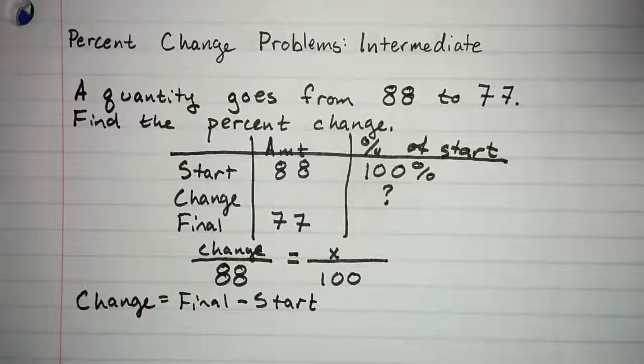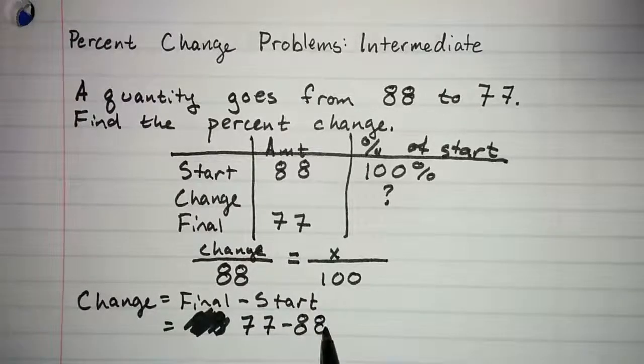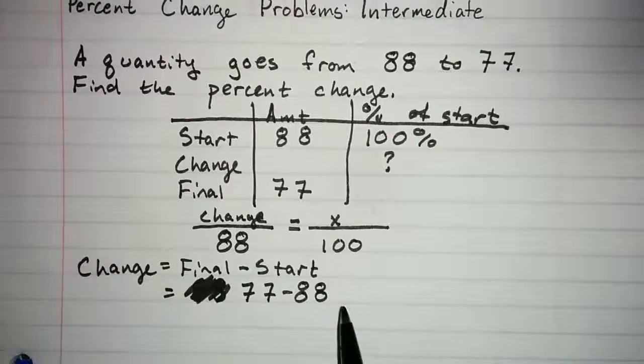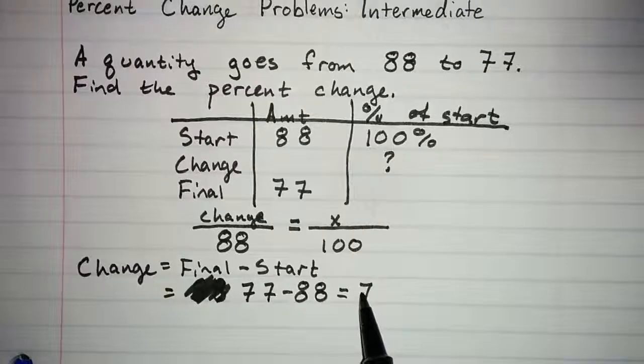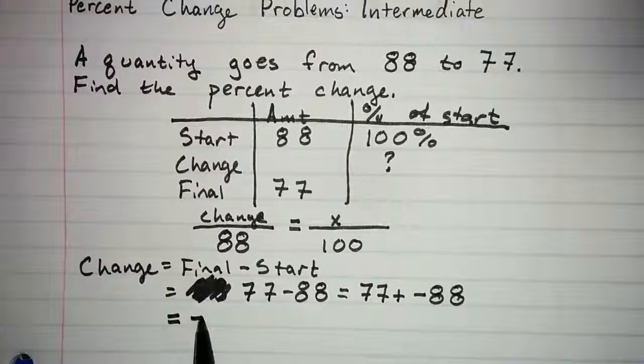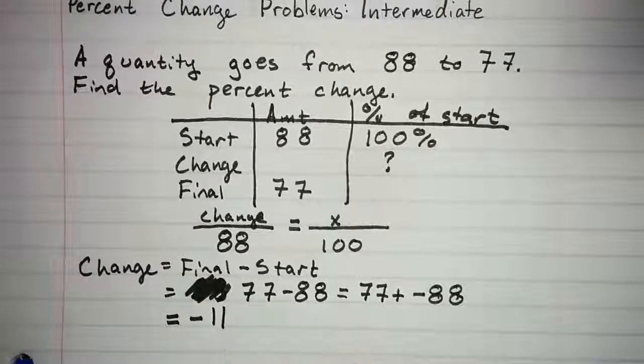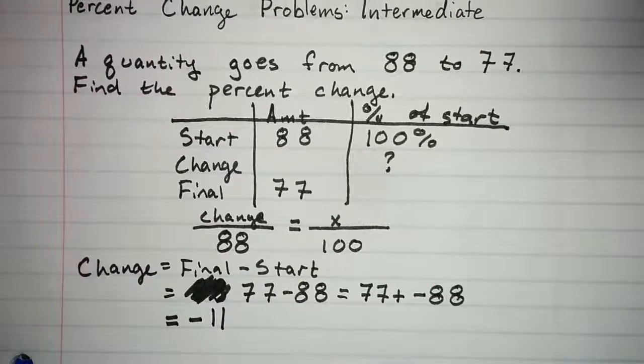The change is always the final minus the start. So in this case, it'll be 77 minus 88. Oh, that's going to be a negative number, won't it? So we'll rewrite this as addition, 77 plus negative 88. 88 is bigger, so the answer is going to be negative. The signs are opposite, so we want subtraction. 88 minus 77 is 11. Oh, now we're getting somewhere, right?